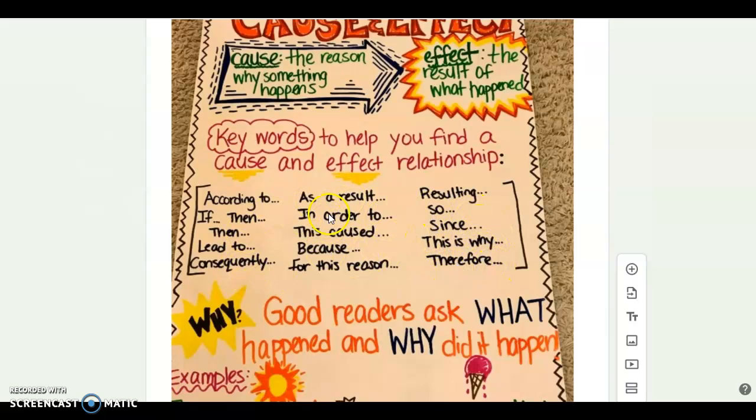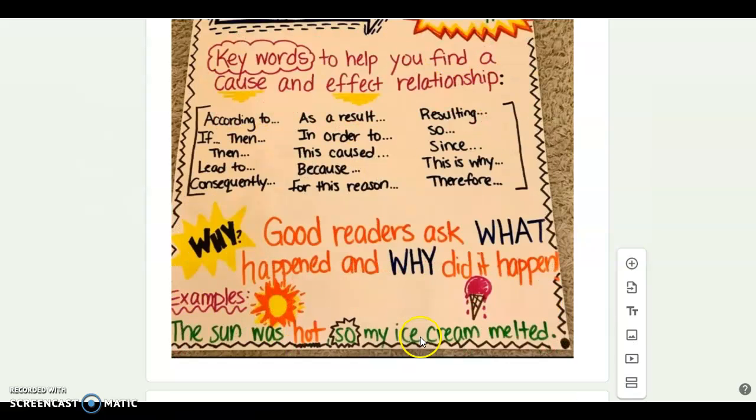So when you're looking for a cause and effect in your informational text, you're going to look for these key words to help you find the cause and effect. Why, boys and girls? Well, good readers ask what happened and why did it happen. Here's an example. The sun was hot. So is your key word. My ice cream melted. So in this case, the cause is the sun was hot. The effect would be that the ice cream melted.